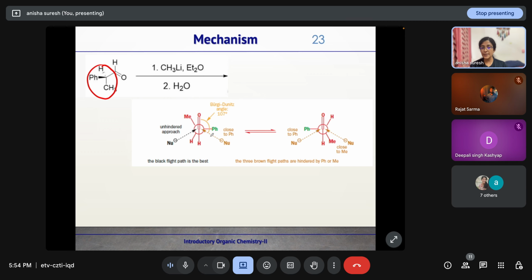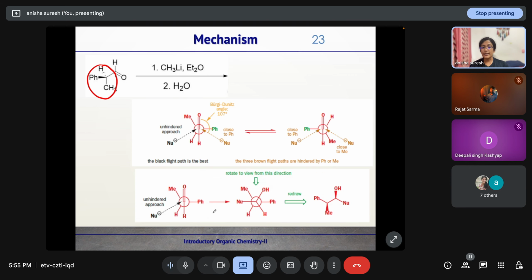Two conformations are possible where the phenyl group is perpendicular to the carbonyl, and in that the attack of the nucleophile from this side is more favored because of the less steric hindrance from the hydrogen atom. In all other cases, there will be steric hindrance from phenyl here, and in this case steric hindrance from methyl. So the nucleophile can attack from this direction and result in the formation of this product. In our case, the nucleophile is CH3.